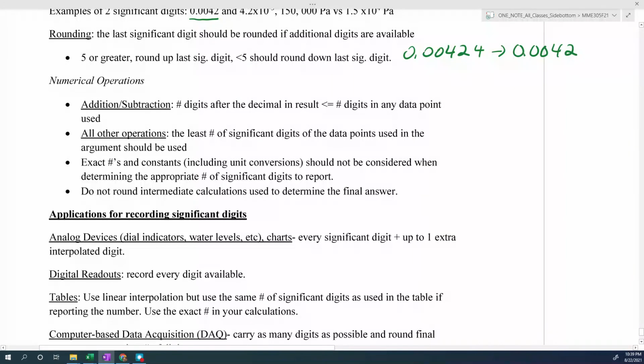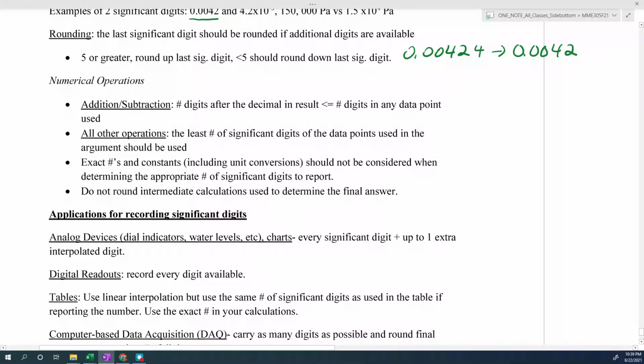You don't need to worry about exact numbers and constants when determining the appropriate number of significant figures. So if you multiply something by pi, you don't worry about the significant figures there. And you do not need to round intermediate calculations to determine the final answer. Do all the calculations with all the significant digits, and then at the very end, look back at the numbers you used and determine an appropriate number of significant digits for your answer.